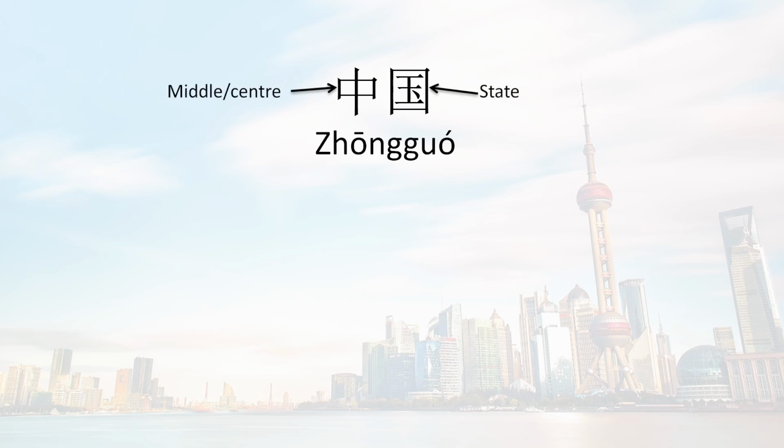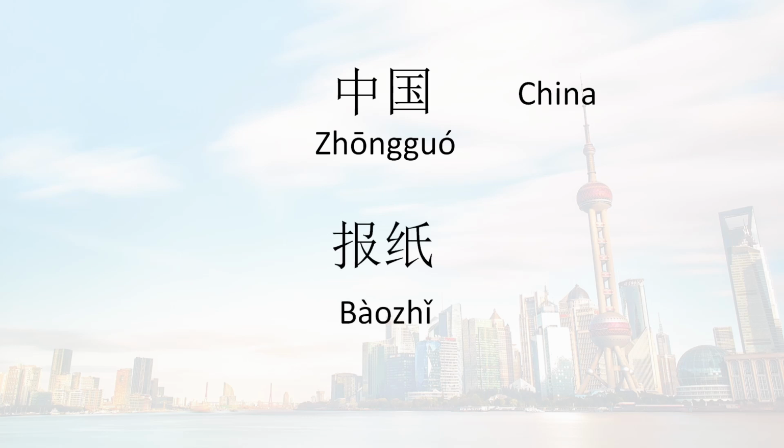Here's an example from Mandarin. Just seeing these characters, you wouldn't know how to pronounce them, unless you already know how to. Characters are romanized using what's called pinyin, and looks like this. This is pronounced Zhongguo. These characters literally mean middle or center and state, and this means China. And here we have Baoji, a combination of to judge, to avenge, and paper, and this means newspaper.